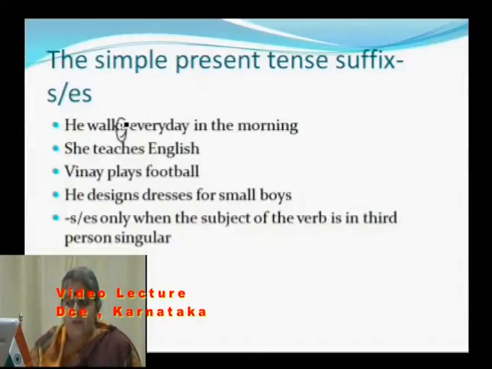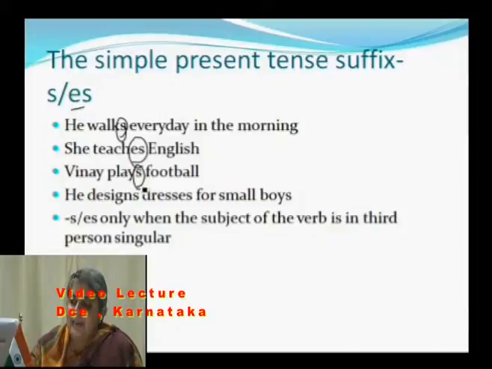S form. Now, third person singular: she teaches English. Here, the word teach has taken which form? Es form, teaches. Third person singular. Vinay plays football, or he plays football, or she plays football. Here also, which is the suffix it has taken? It has taken the suffix s.